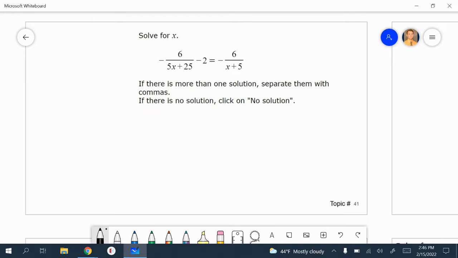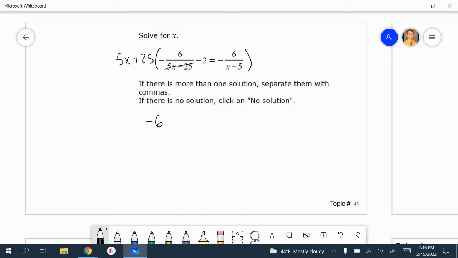Topic number 41. I'm looking at this originally and I'm seeing 5x plus 25 and x plus 5. Obviously, we have different things on the bottoms of our fractions, but the good thing is 5x plus 5 goes into 5x plus 25 evenly. So I can just multiply both sides by 5x plus 25. And that's going to do good things for me. So I'm going to be able to cancel out the first one, right? So I'll just be left with a negative 6 there.